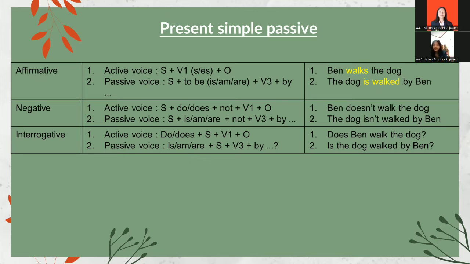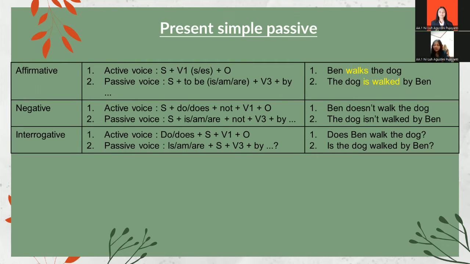In negative sentence, the structure in active voice is subject plus do or does plus not plus verb 1 plus object. So the sentence will be: Ben doesn't walk the dog. In passive voice, the structure is subject plus is, am, are plus not plus verb 3 plus by. So the sentence will be: the dog is not walked by Ben.